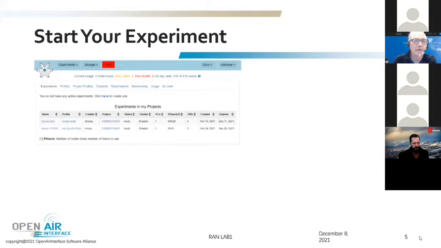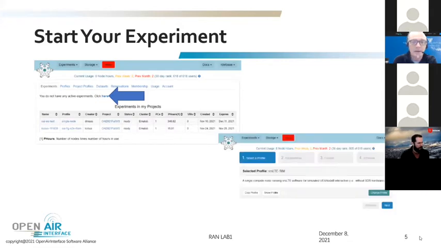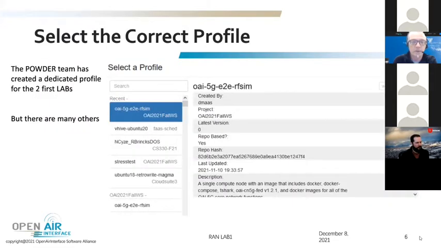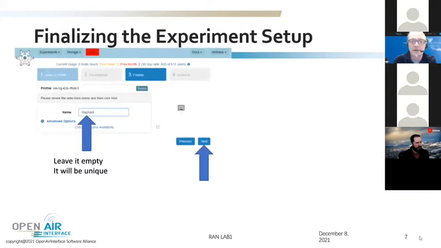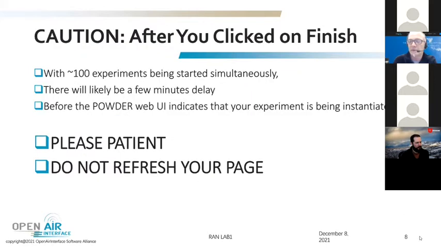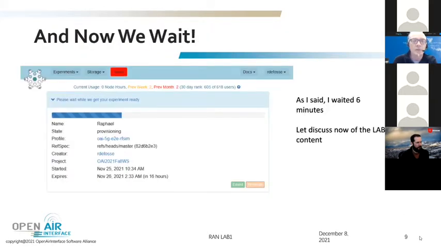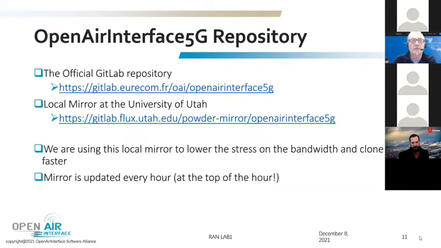You have to go to this experiment tab. You have a button here to click, and then you should select the OAI 5G end-to-end RF SIM profile. And then you click next and finish. Okay. You should get to a page like this.